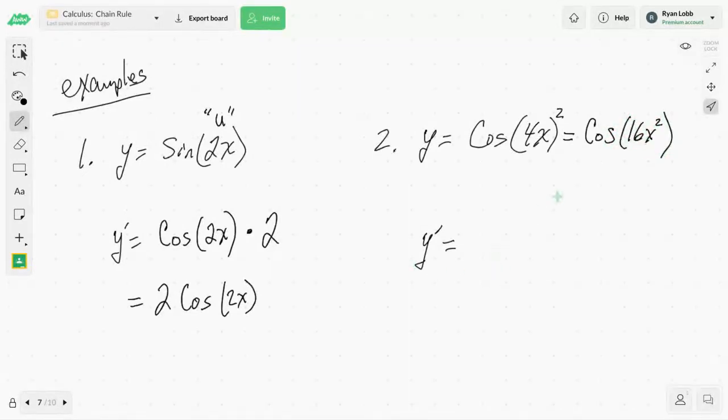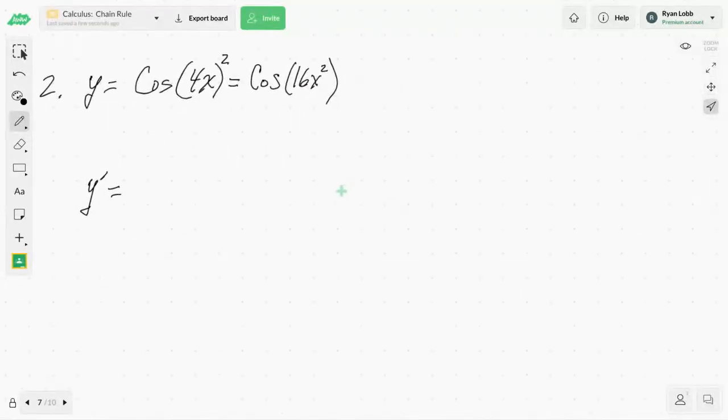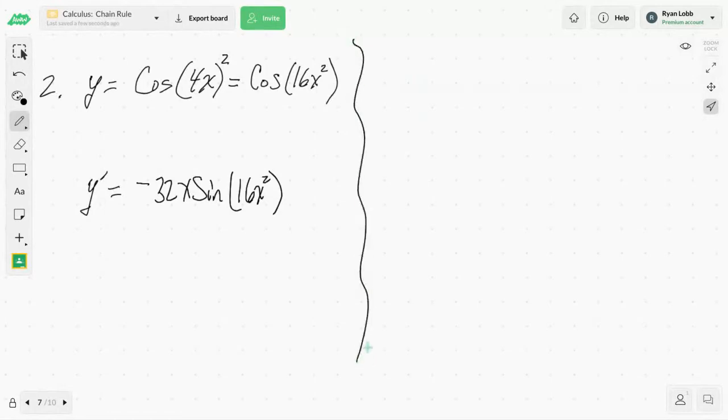Because now, let's slide this over. So here, what's the derivative of cosine of u, 16x squared? It's going to be negative. Now, once you get used to this and you know what you're going to have a little ahead of time, I'm going to leave a little space, negative sine of 16x squared, then times the derivative of 16x squared, which is 32x. So negative 32x sine of 16x squared. So there's the chain rule there for that trig one.